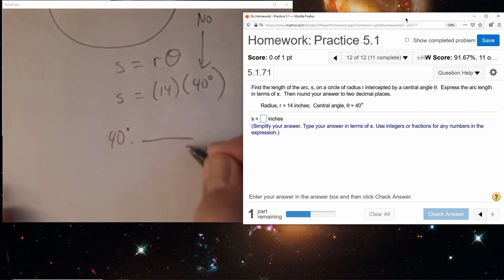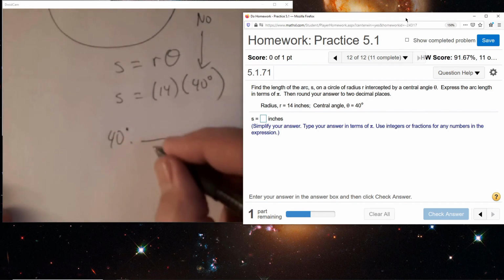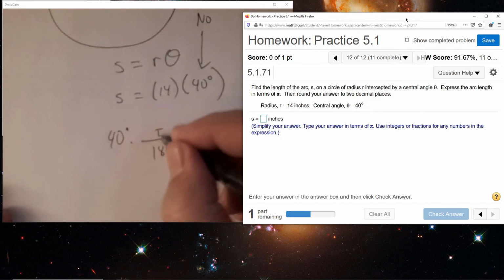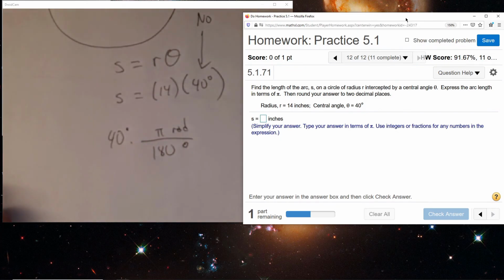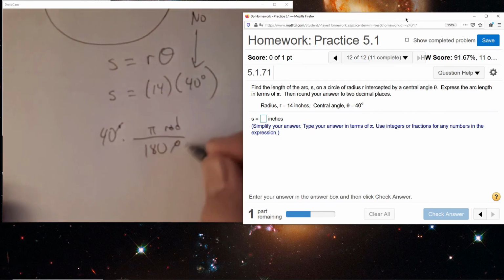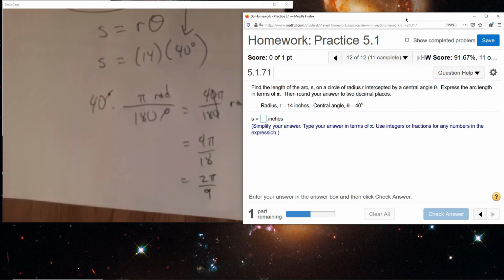Now we want to get rid of degrees, so degrees goes in the denominator. So the degrees will cancel, and we'll be left with 40 pi over 180. And so we can just get a 10 to cancel out there. And we can also get a 2 to cancel out there to get 2 pi over 9.